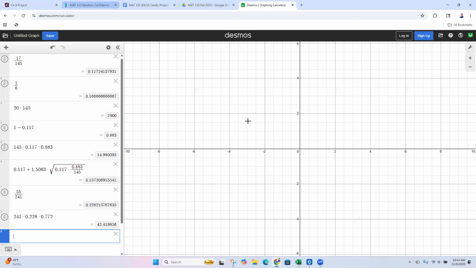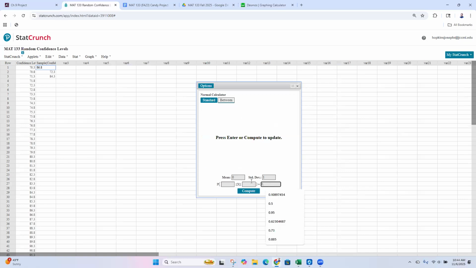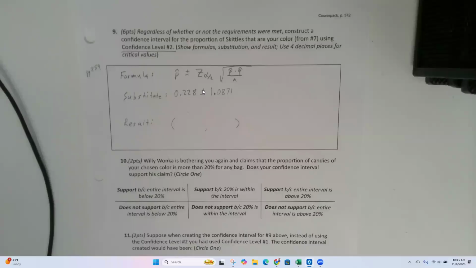So back over here to get my z alpha over 2, I do between, and we put in our confidence level, 0.72. Oh, not 0.723. There we go. Compute, and my z alpha over 2 is 1.078. Now, I have a negative 1.078 and a positive 1.078. That's why it's a plus or minus. So I have a positive one and I have a negative one.